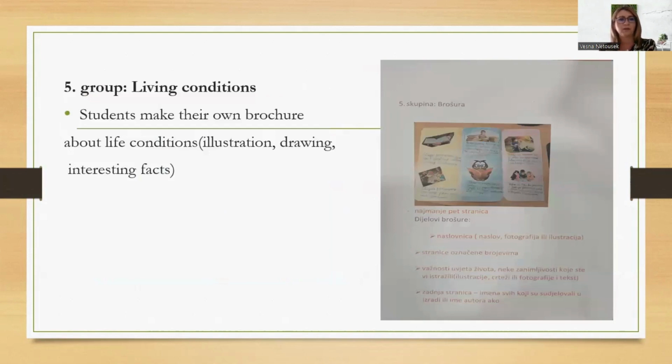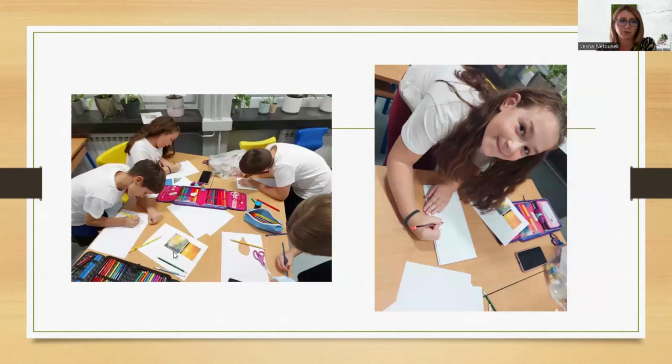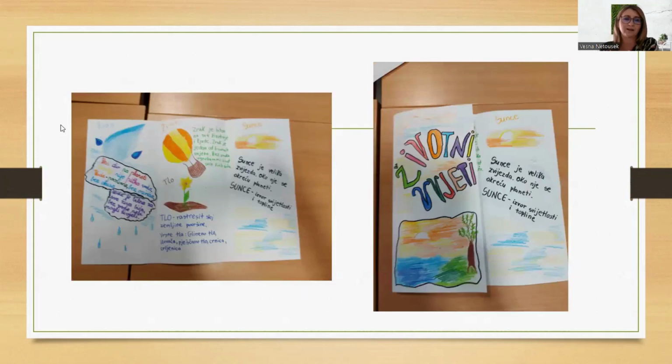The fifth group will deal with living conditions, and they will make their own brochure about living conditions. They will illustrate it, draw, and write some interesting facts. And now I'm going to show you how it goes. So this is a group trying to do their brochure. As you can see, they're really happy about their work, and it's a working atmosphere in the group. And here are the results. I think it looks very lovely.